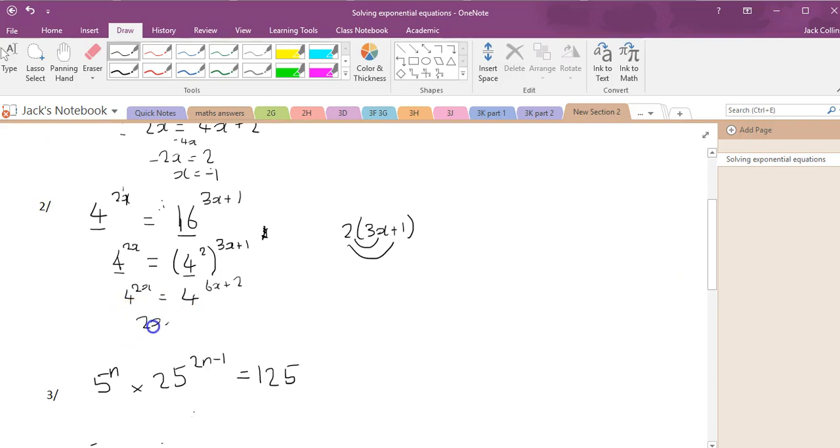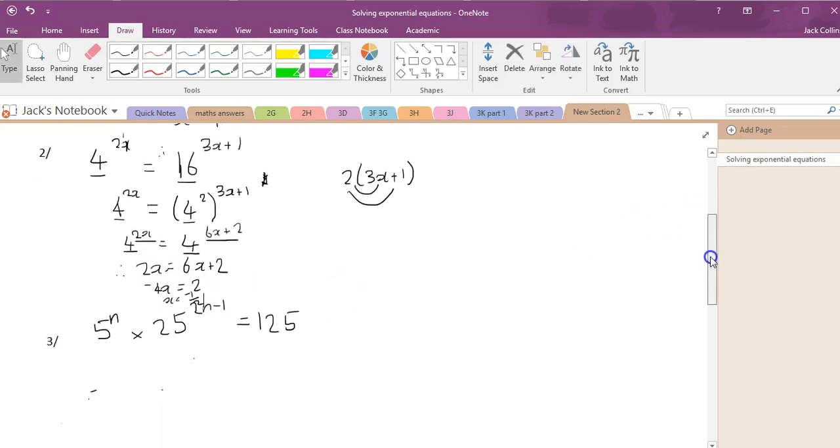So therefore 2x is equal to 6x plus 2, because now the bases are the same, so you can equate each of their indices, okay? So negative 4x, taking away 6x from both sides, is equal to 2. x is equal to a negative half. Sorry, we ran out a bit of room there. So x is equal to a negative half, just solving basic stuff there.